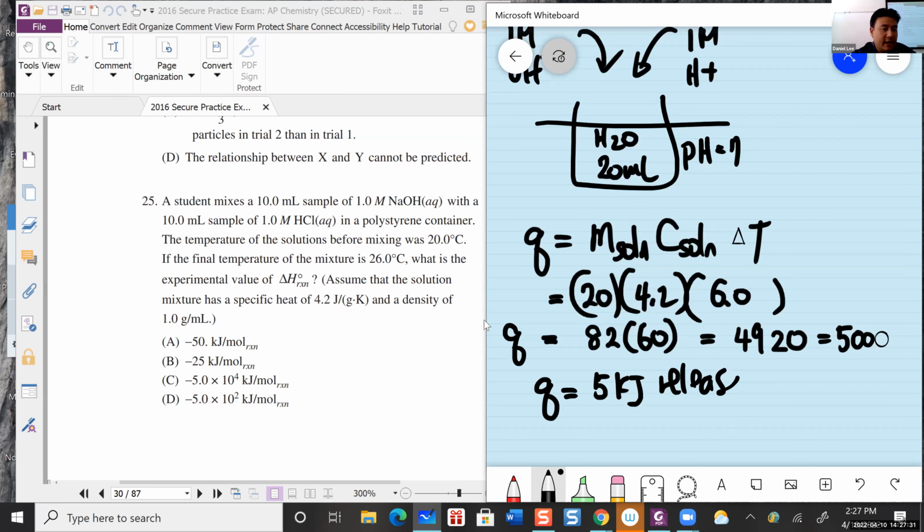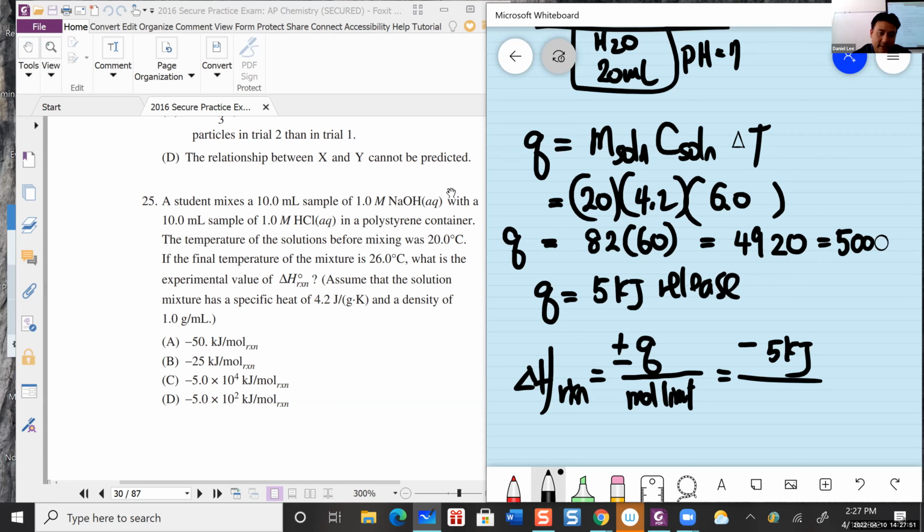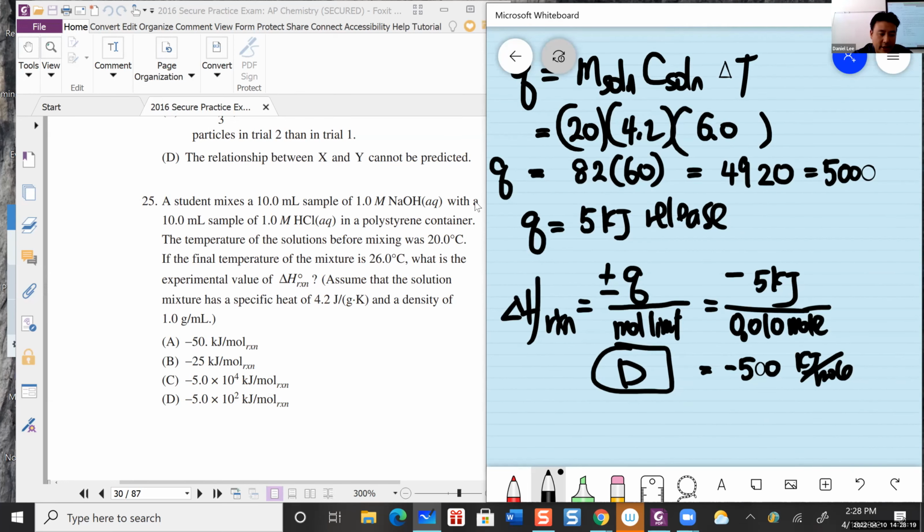But that's not delta H. Remember, for delta H, you have to divide by moles of limiting reagent. So delta H for the reaction, which is neutralization, is Q, and you have to put plus or minus, right? Divided by moles of limiting reagent. That's the difference. I have 5 kilojoules, and it's negative because it heats up. And the moles of limiting reagent, that's when you start reading the initial information. You have 10 mL, 1 molar. That's 0.01 mole. It doesn't matter which one, they're the same. Okay? So that's how you get 5 kilojoules divided by 0.01 mole, which is negative 500 kilojoules per mole. So the answer is D, negative 500, yeah? Kilojoules per mole. So this is a calorimetry, yeah? Let me do this again. 10 mL, 1 molar, 0.01 mole.